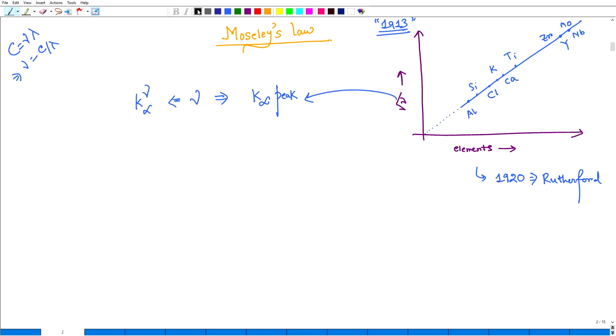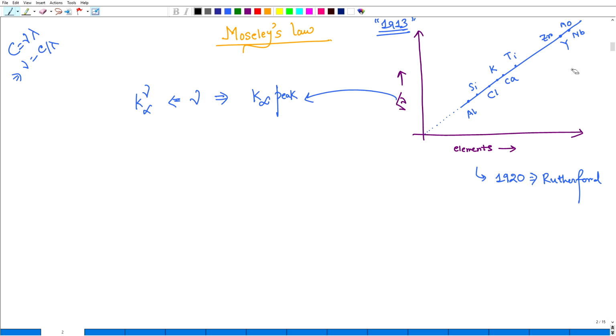Rutherford said that there was a fundamental quantity of a metal or atom which increases by a regular step as we pass from one metal to another metal, or from one element to another element. That is not only for metals, but for other elements as well. That was the statement given by Rutherford.